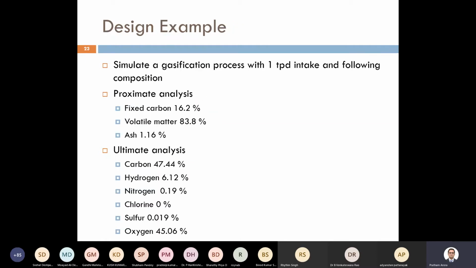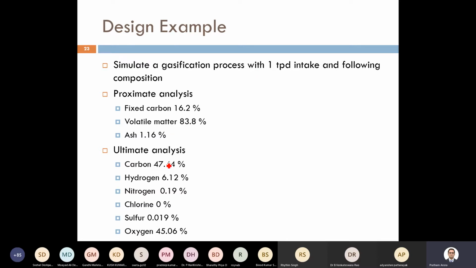So with this, let us try to solve an example where we are trying to simulate a gasification process, and the intake would be 1 ton per hour, or 1000 kgs. And I have the proximate analysis and the ultimate analysis. I believe you have a basic understanding of the proximate and the ultimate analysis.